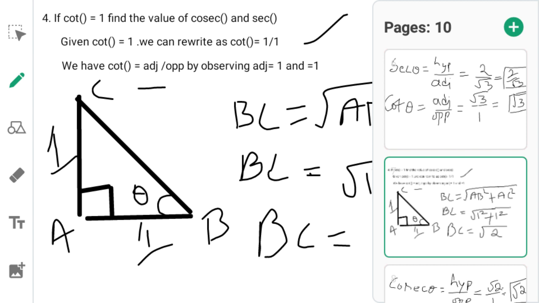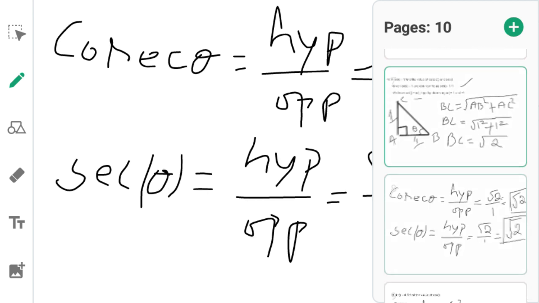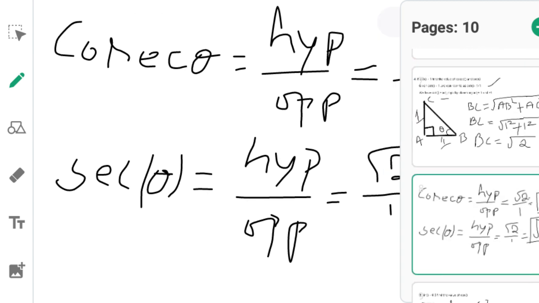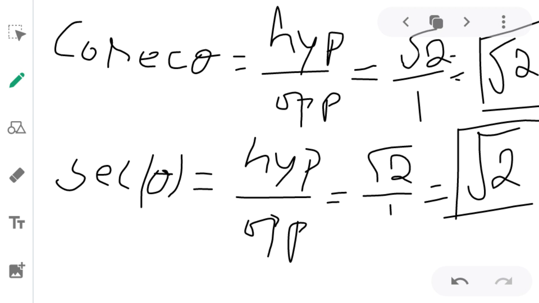Here we are asked to find the value of cosecant and secant. So cosecant is equal to hypotenuse by opposite. The ratio of hypotenuse and opposite: we have found the hypotenuse is root 2 and opposite is 1, and the answer is root 2. Secant theta equals hypotenuse by adjacent. We have hypotenuse root 2 and adjacent also 1. So that becomes root 2 again.